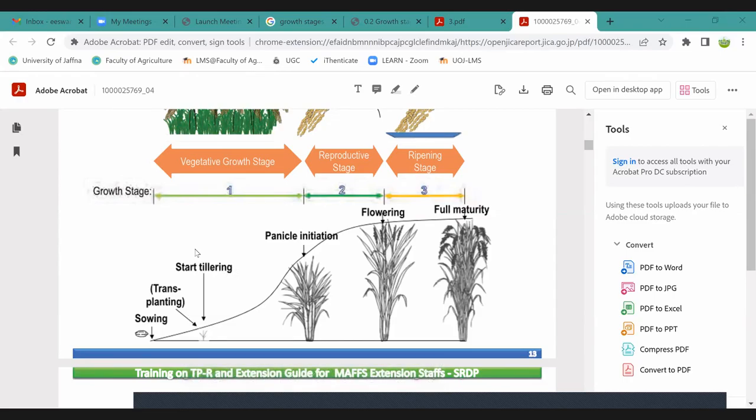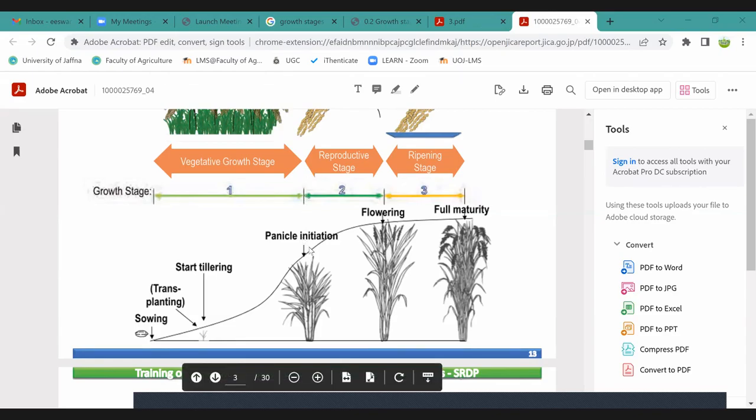panicle initiation stage. So obviously, the yield is going to be high, because what is available before it reaches the reproductive stage determines how much can be translocated in producing the grains, right? So it will have the high yield.